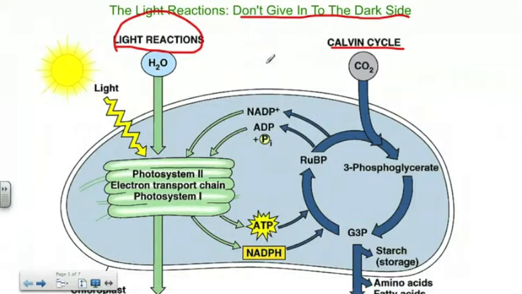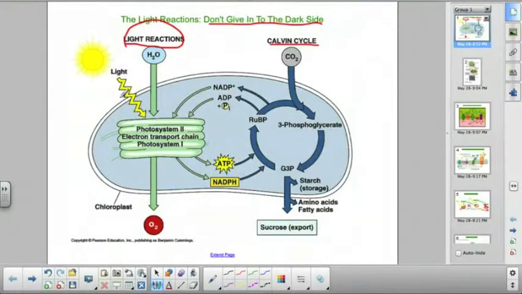What we see here is an overview of the entire process of photosynthesis. As we can see here, there's two reactions, the light reactions and the Calvin cycle. And what we notice right here in the middle is that the light reactions are generating products, ATP and NADPH, which are then used as reactants in the Calvin cycle. The Calvin cycle is generating products, NADP plus and ADP, which are then used as reactants in the light reactions.